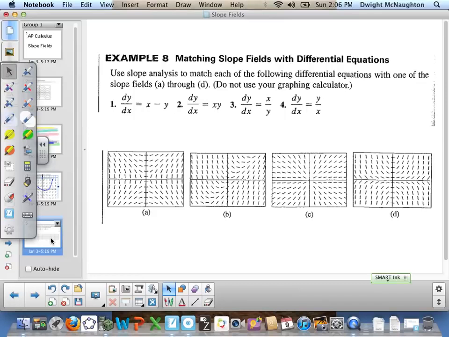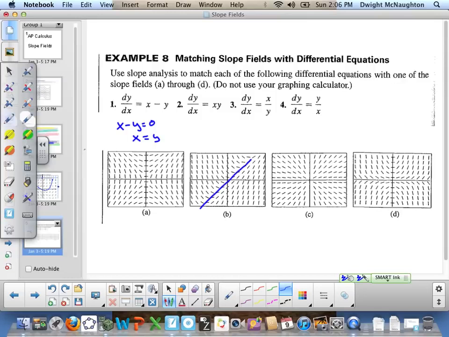So for number 1 here, dy dx equals x minus y, where is the slope equal to 0? Where is x minus y equals 0? Well, any place x and y are the same. All right, so x, y are the same, right through there. Okay. Those have slopes equal to 0. It's not showing them, but it shows how it changes from negative to positive. So number 1 is B.